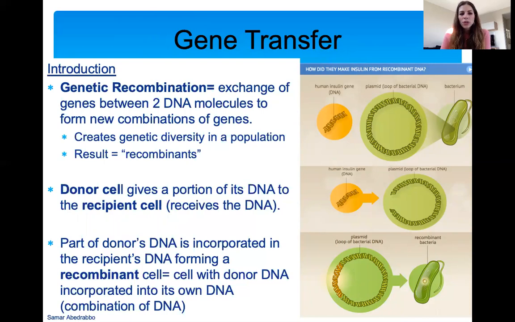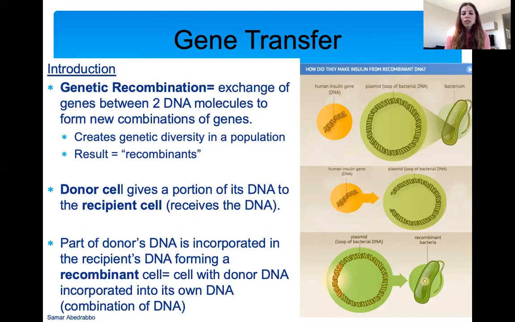I want everyone to know genetic recombination, and this term is the exchange of genes between two DNA molecules to form new combinations of genes. So this is how we create diversity in a population, and the organisms that are created from this exchange of DNA molecules are called recombinants. And the cell that actually gives a portion of its DNA to the other cell is called the donor cell. The cell that receives the DNA is called the recipient cell.